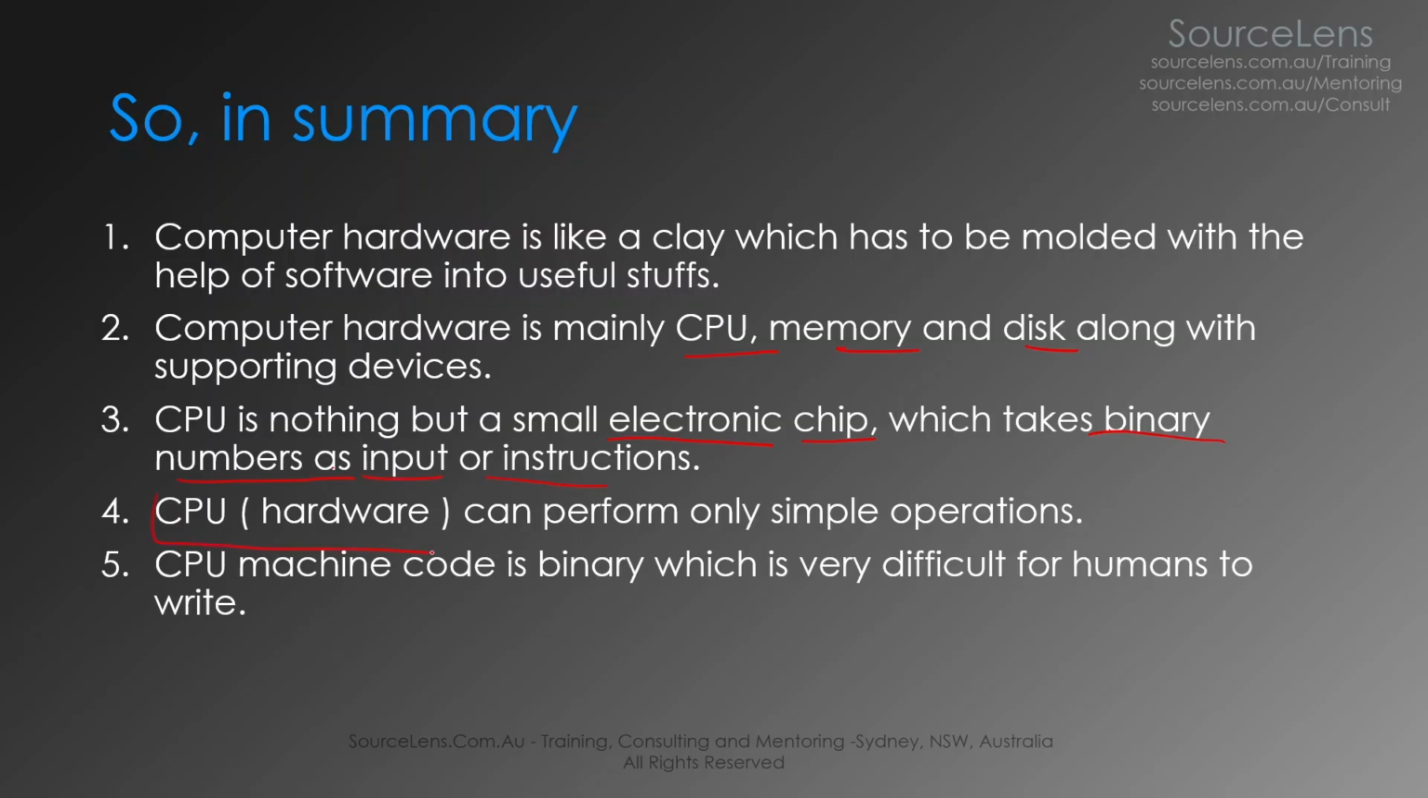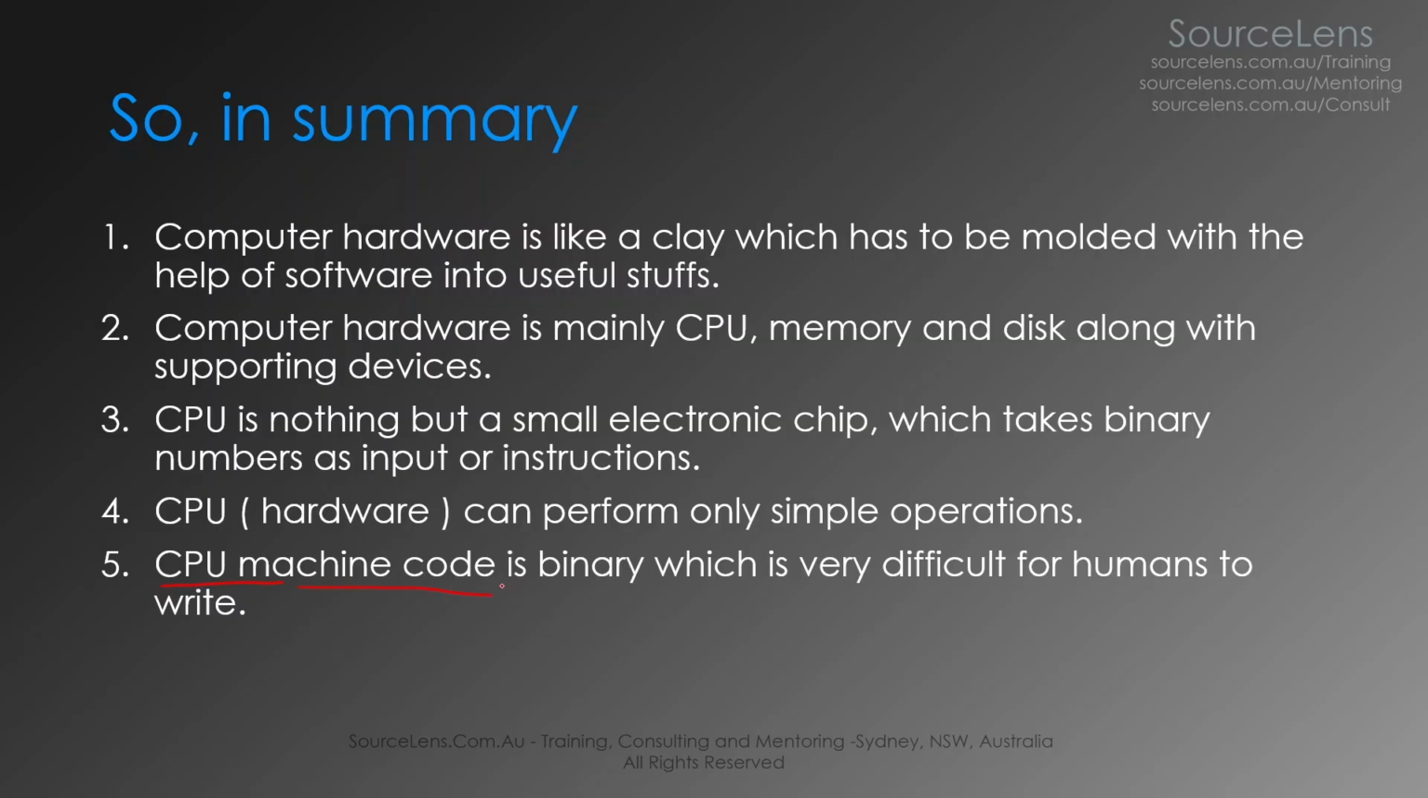CPU can perform only simple operations, addition, subtraction. So this fourth point is very important. CPU can do only very simple operations. In that course, we have seen how we can do complex operations using simple operations. So that was one of the highlights of the course. But the problem is there are too many of these simple operations we need to perform a complex operation. So the fifth point here is the purpose of this whole course.